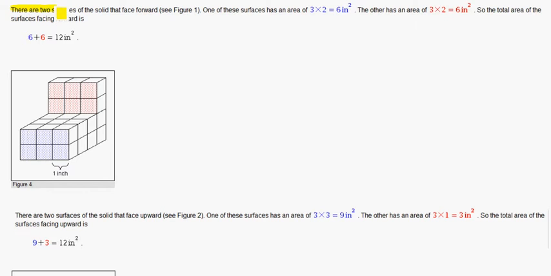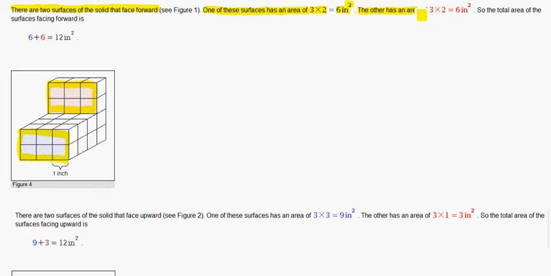There are two surfaces of the solid that face forward. So there's this one and this one. One of these surfaces has an area of 3 times 2. So there's 3 cubes by 2 cubes, which is 6 square inches.